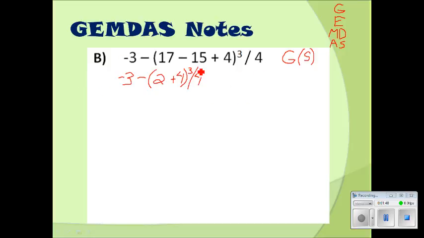Now, looking at this again, I still have a group. I still have these parentheses with some operations inside. So inside my group, I see addition, and that's going to be my next step.